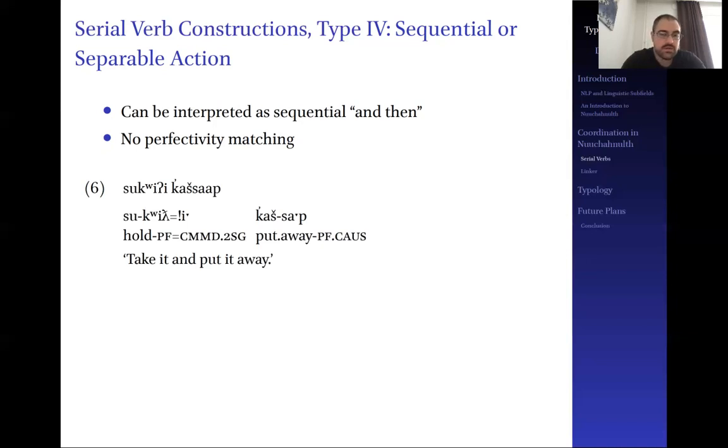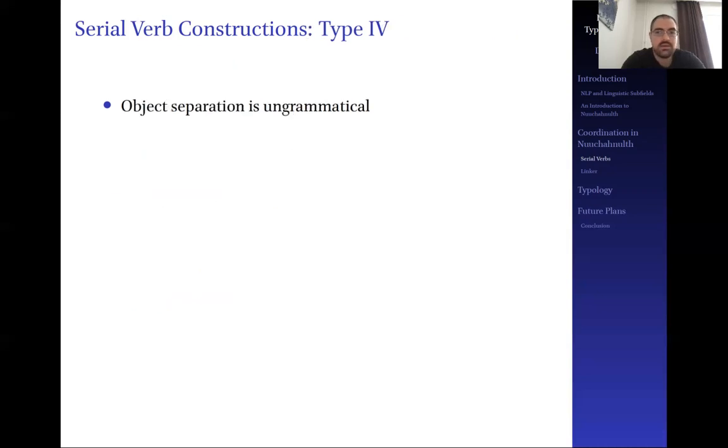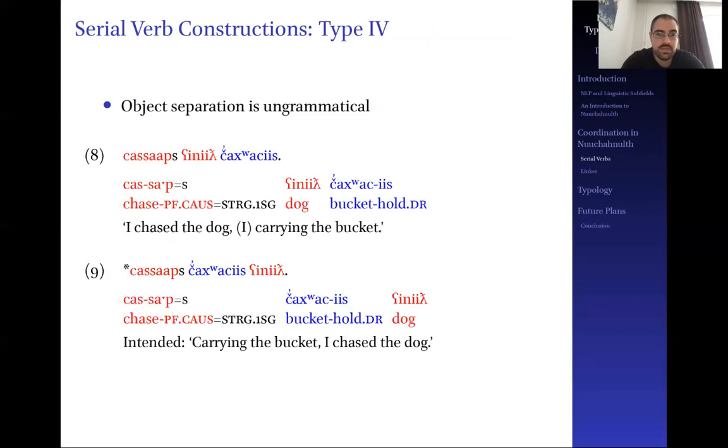This is a serial verb construction, as can be seen by the command morphology, which is shared between both verbs. And putting this in the other order yields something nonsensical. Put away, take would mean put it away and then take it, which is semantically bizarre. And maybe most interestingly, object separation becomes ungrammatical only in this construction.